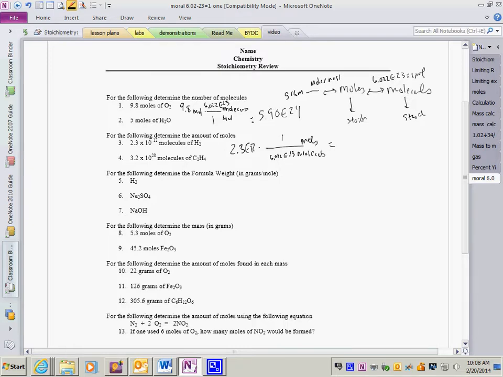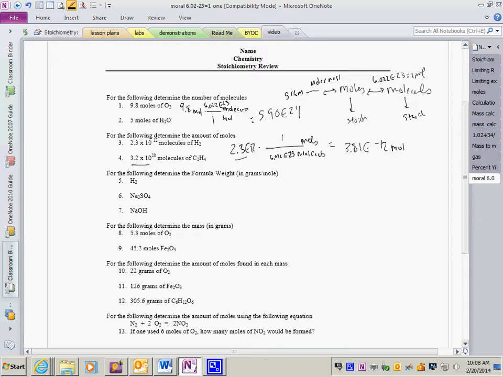2.3 e to the 12th divided by 6.022 e to the 23rd, and I get a whopping very small number of moles, but it is going to be, and remember this is 23, 3.81 e to the negative 12th moles. Alright, and again, this one is exactly the same. Just plug a new number in here and divide by Avogadro's number.